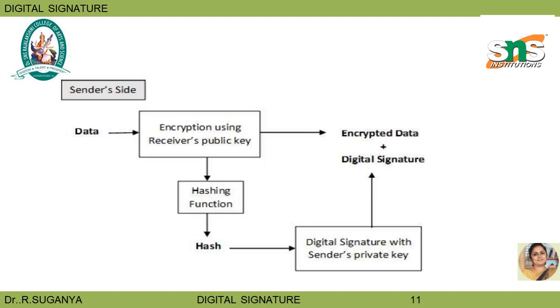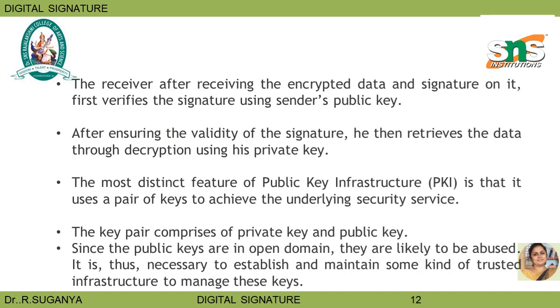On the sender's side, there is encryption using the receiver's public key, a hashing function, and a digital signature with the sender's private key. So here we can see the encryption, which uses a public key, and the digital signature with the sender's private key. So it uses both the keys. The receiver, after receiving the encrypted data and signature, verifies the signature using the sender's public key. After ensuring the validity of the signature, it retrieves the data through decryption using the private key.